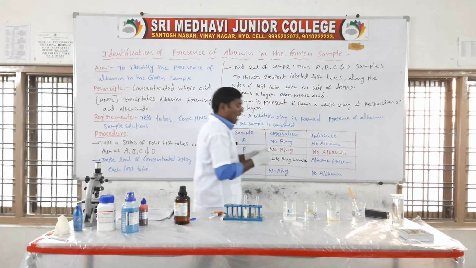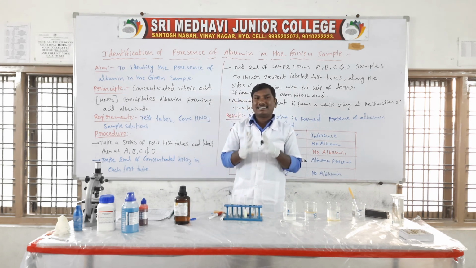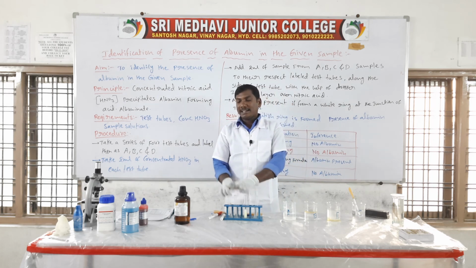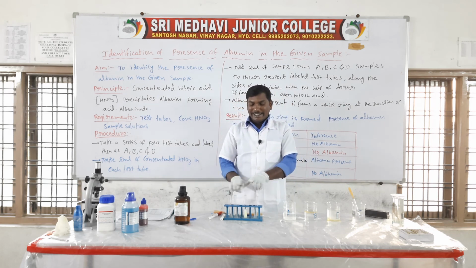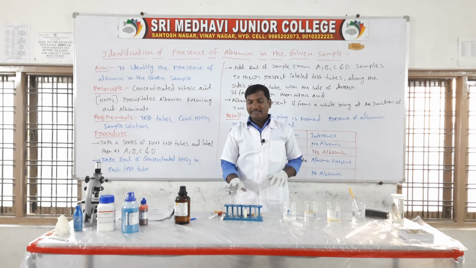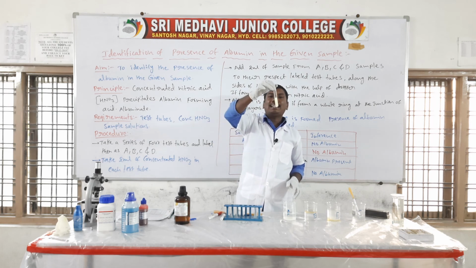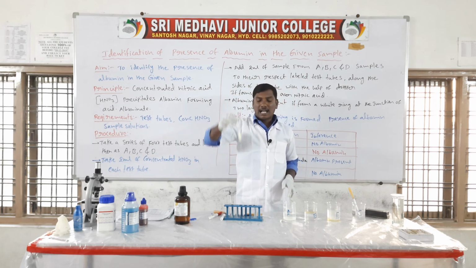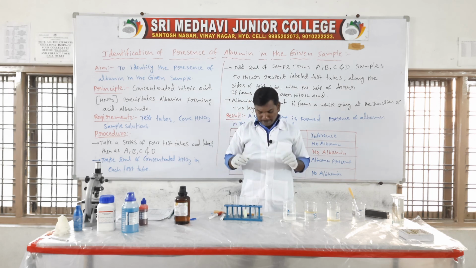So this is the identification of the albumin test. Simple: take 4 test tubes and 4 samples. First, add 2 ml of concentrated HNO3 in each test tube. Next, add the samples to each test tube. If in any test tube a white color ring appears, that sample contains albumin. So that is the albumin test.